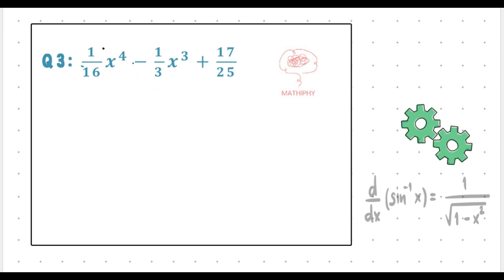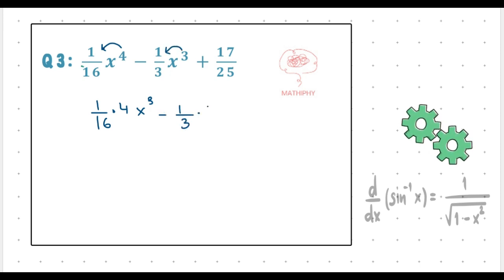Now this question seems a bit scary, but trust me, it isn't. So doing the same concepts again, 4 would be multiplied with the coefficient. So it would be 1 over 16 times 4, and subtract 1 from the power, that would be 3. And then 3 would be multiplied by 1 over 3. It would be 1 over 3 times 3. And then again subtract 1 from the power, that would be 2.